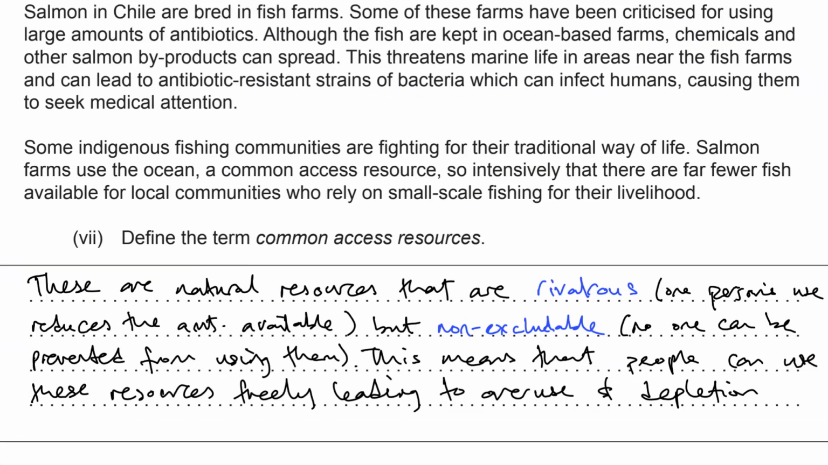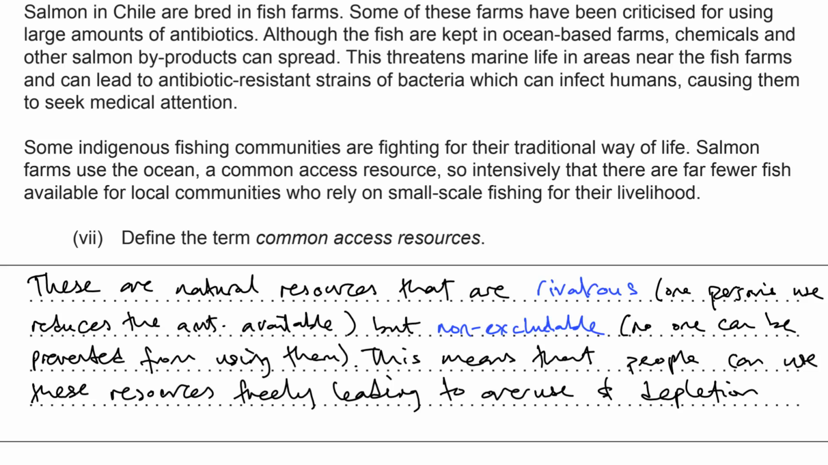Part 7. Salmon in Chile are bred in fish farms. Some of these farms have been criticized for using large amounts of antibiotics. Although the fish are kept in ocean-based farms, chemicals and other salmon byproducts can spread. This threatens marine life in areas near the fishing farms and can lead to antibiotic-resistant strains of bacteria, which can infect humans, causing them to seek medical attention.